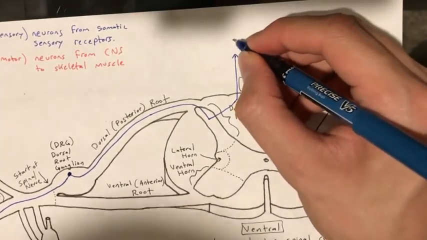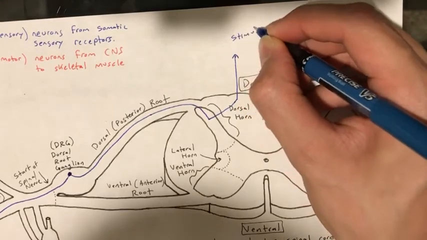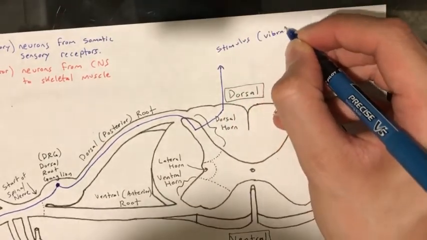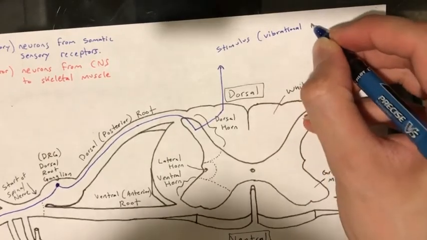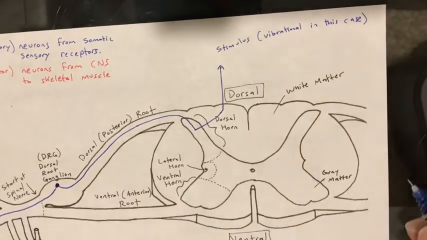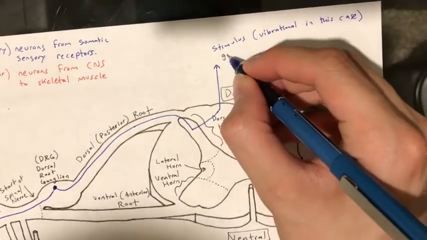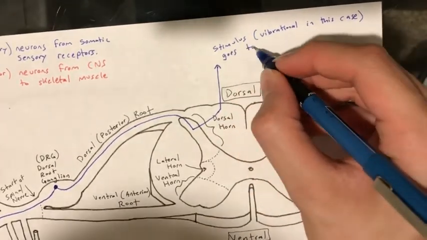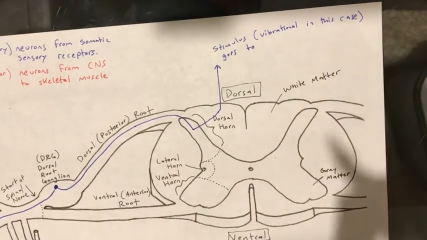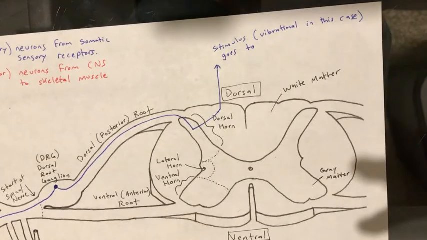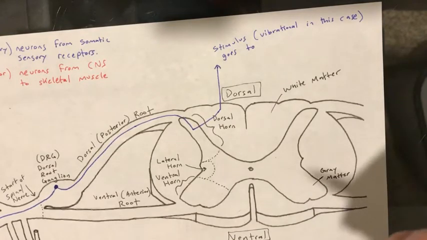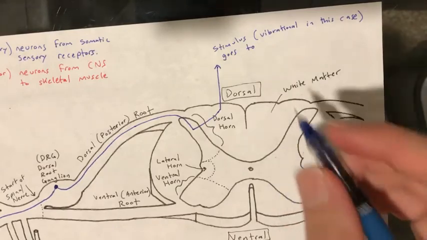In other words, the stimulus, which is vibrational in this case, goes to the brain, but specifically it's going to go to the part of your brain that detects sensory information. And that is the primary somatosensory cortex.